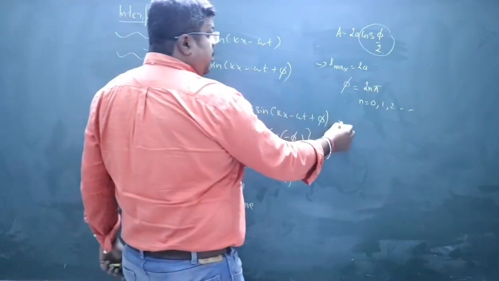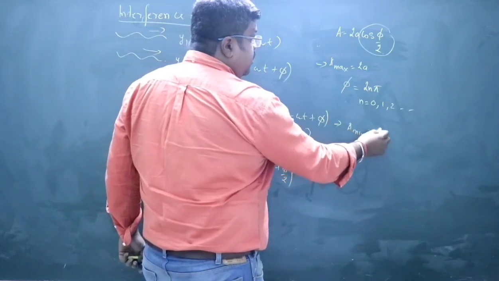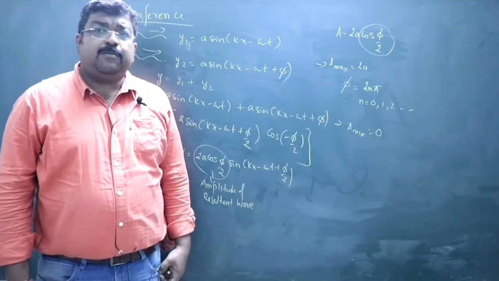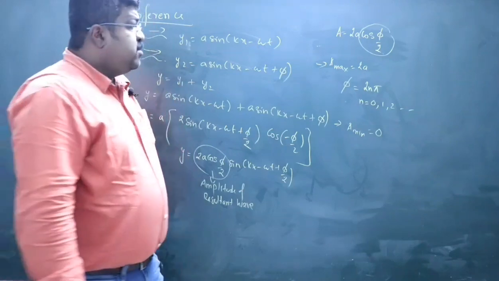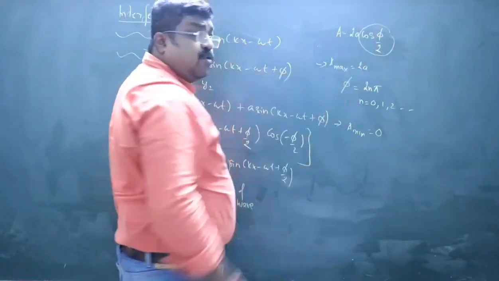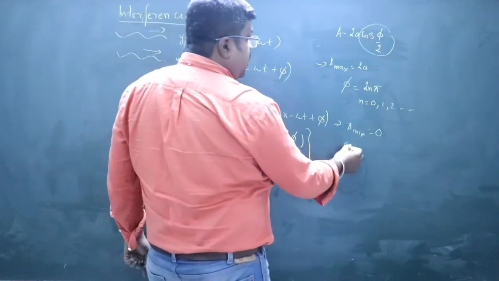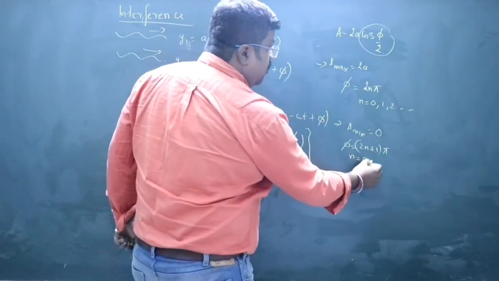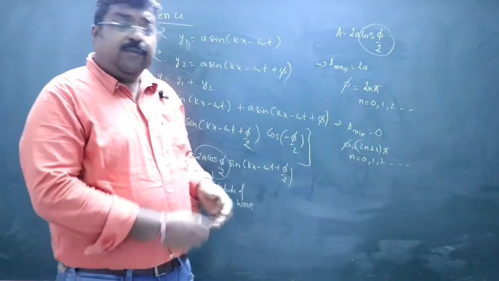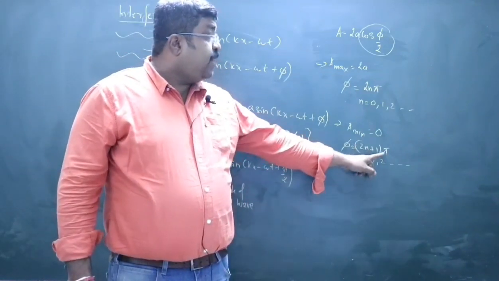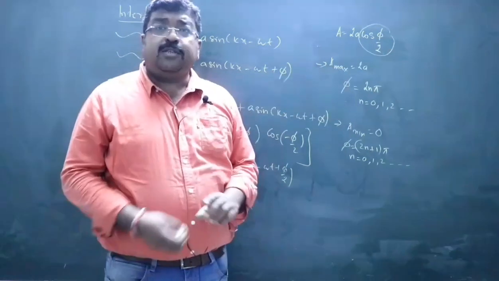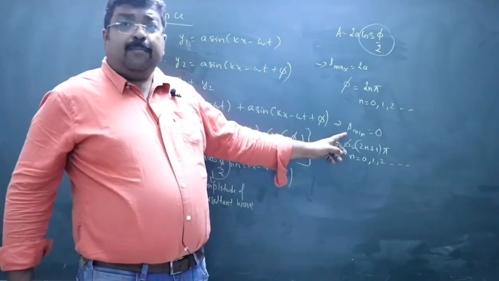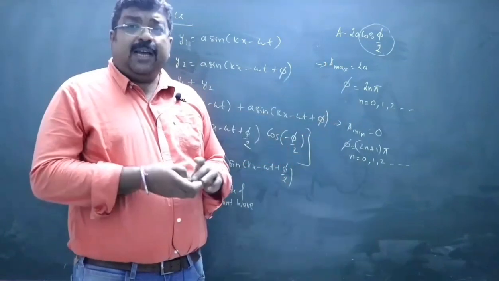Now similarly for minimum amplitude, A minimum will be 0, and if amplitude is 0, the displacement of the particle will be 0. So for minimum amplitude, cos(φ/2) should be equal to 0. That is when φ is equal to (2n+1)π, where n is equal to 0, 1, 2 and so on, because if I substitute n equal to 0, φ is equal to π, so this is π/2, and cos(π/2) is 0. So under these conditions we get minimum amplitude, and under the other conditions we get maximum amplitude.